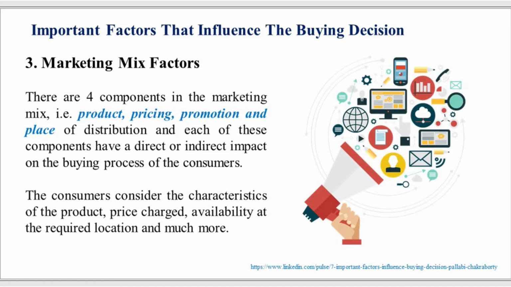The marketing mix factors. There are 4 components in the marketing mix: product, price, promotion, and place of distribution, and each of these components has a direct and indirect impact on the buying process of the customer. The consumers consider the characteristics of the product, price charged, availability at the required location, and much more.